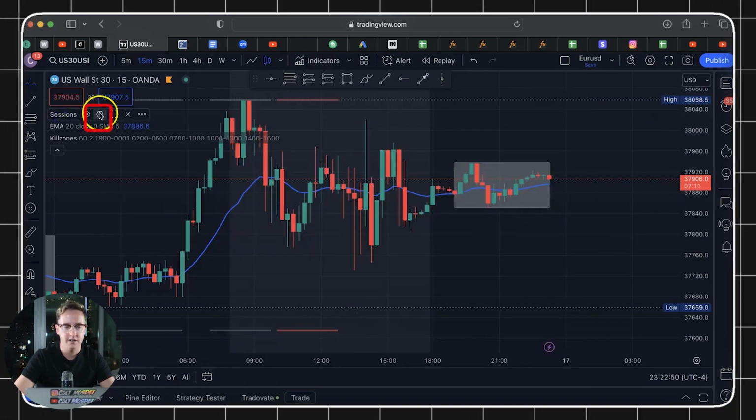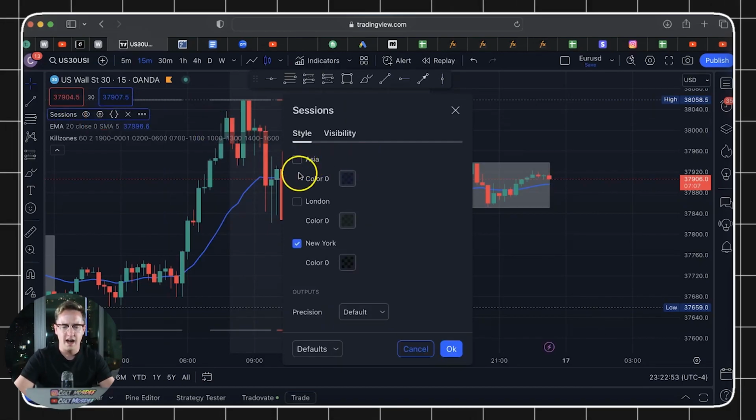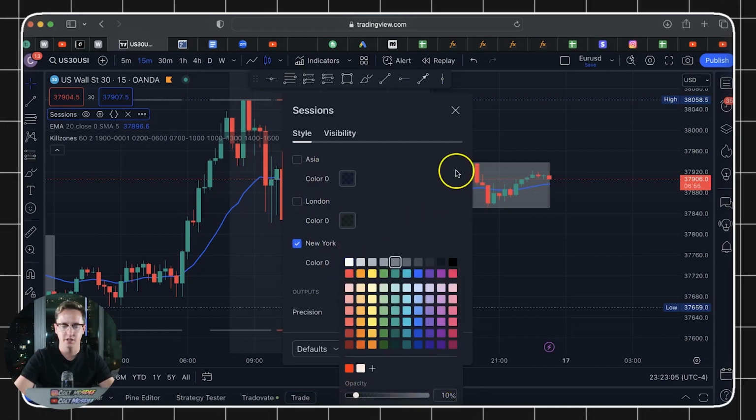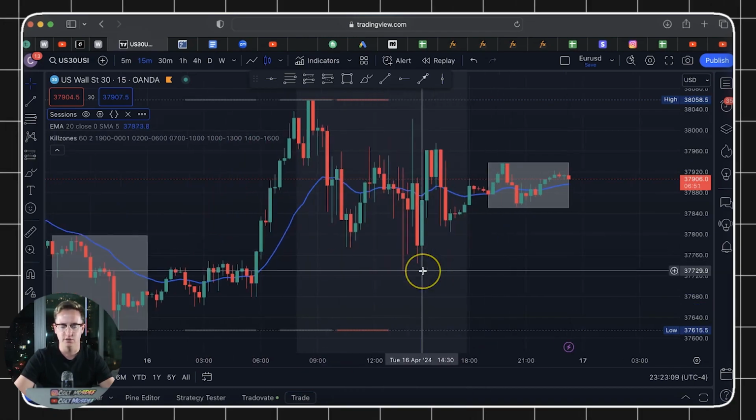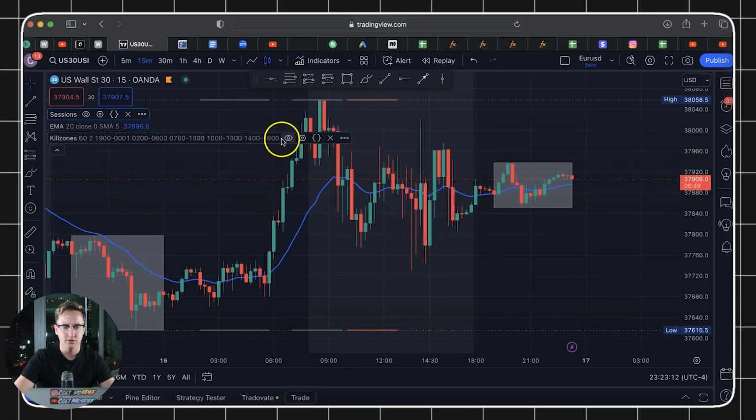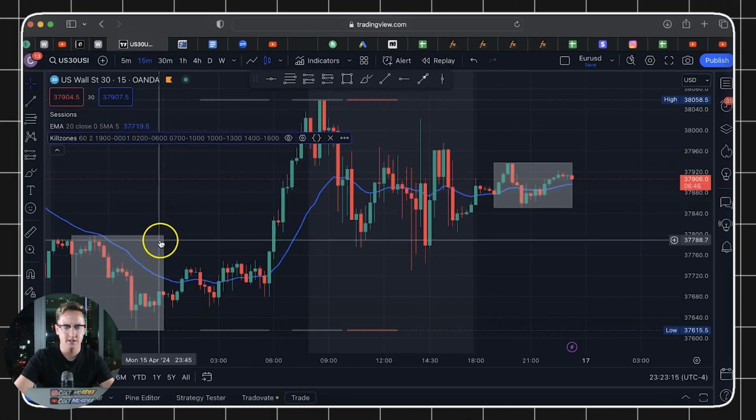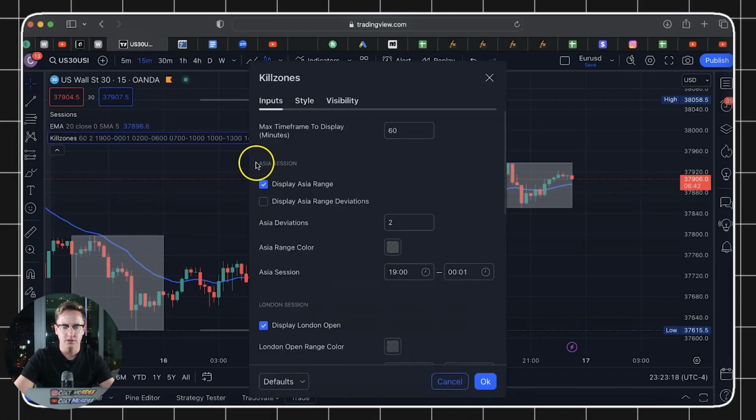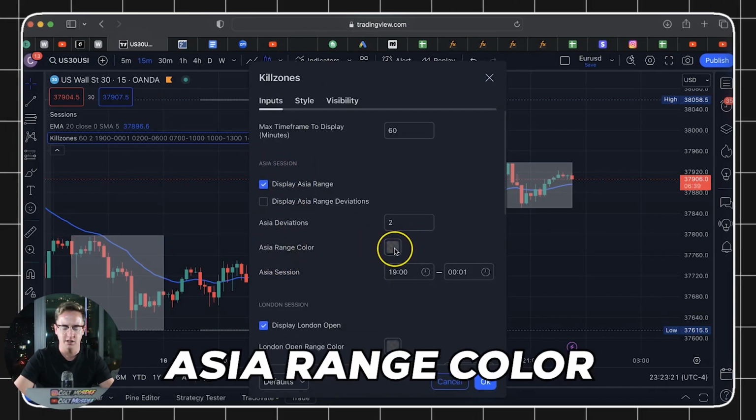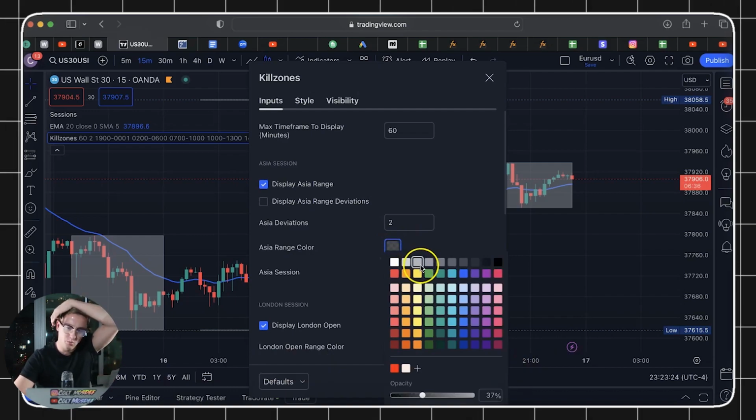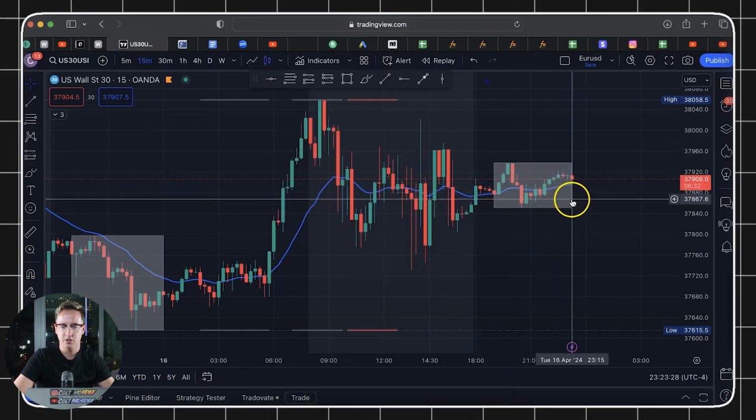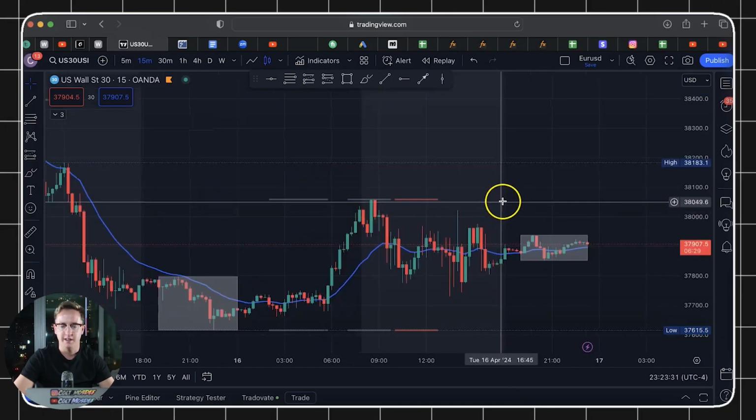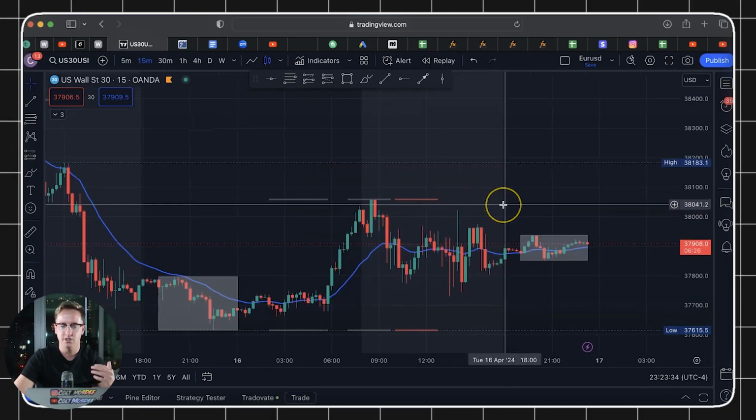Now you're going to go to the indicator sessions, click the settings, and all you want to have is the New York marked up. You do not need the London or the Asia. And with the color, you can make it whatever color you want. But I have the opacity on mine very low, so it's not really going over the candles and blocking the view of the candles. With the kill zones indicator, if you go to the settings on it, all I'm really focused on is the Asia session and the Asia range color. So if you go right here, you can make it whatever color you want. Now we can see we currently have the Asia range right here. And then this other gray shade behind the candles is the New York session.